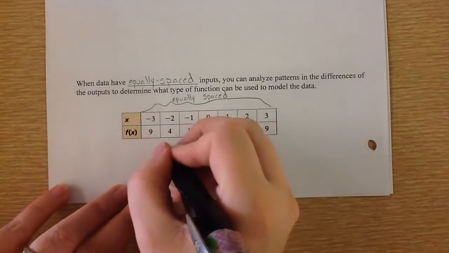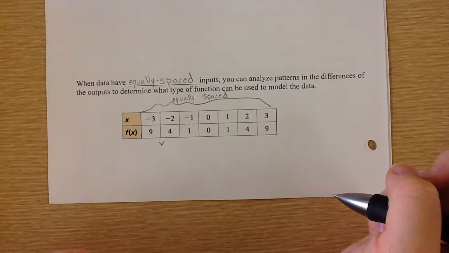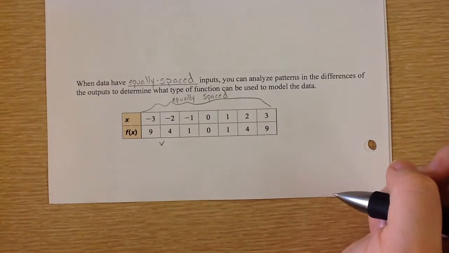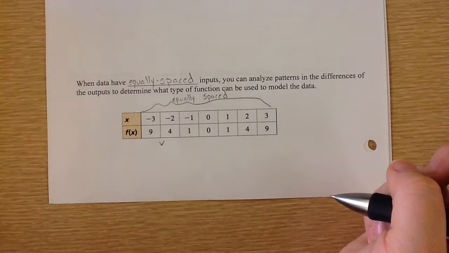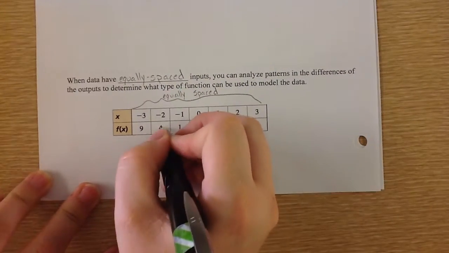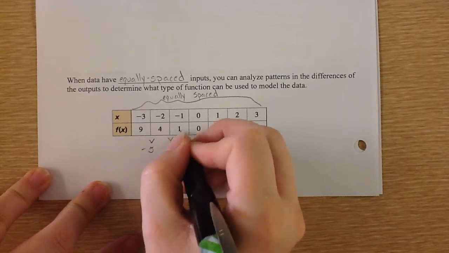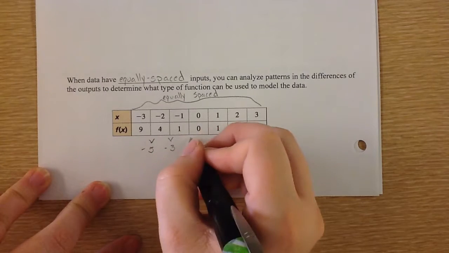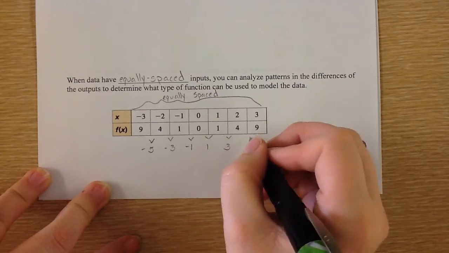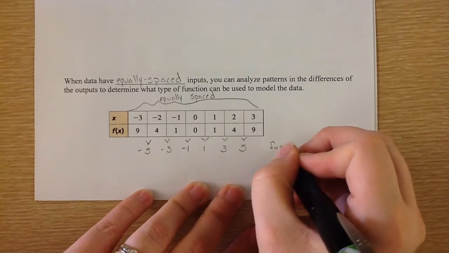So now we can look at the difference between the outputs to help us find what type of model, because now we're going to have two different types of models. We had linear ones, and now we're going to introduce quadratic. Okay, so first let's look at how these are spaced. So we have 9 to 4. I'm going to look at the difference. 4 minus 9 is negative 5. 1 minus 4 is negative 3. 0 minus 1 is negative 1. 1 minus 0 is 1. 4 minus 1 is 3. 9 minus 4 is 5. So these are what we call the first differences.